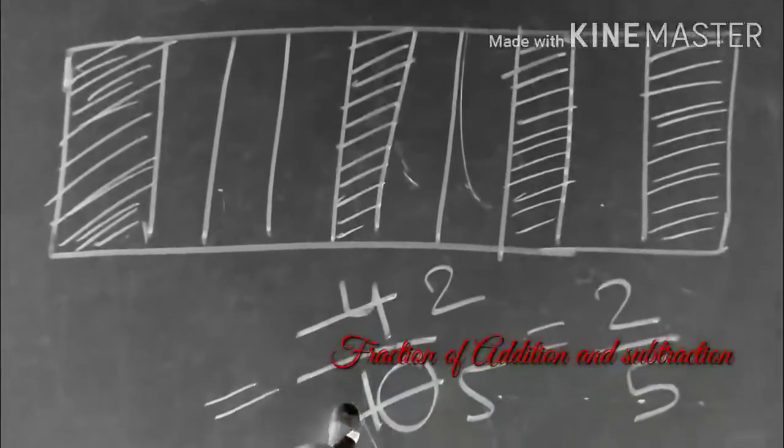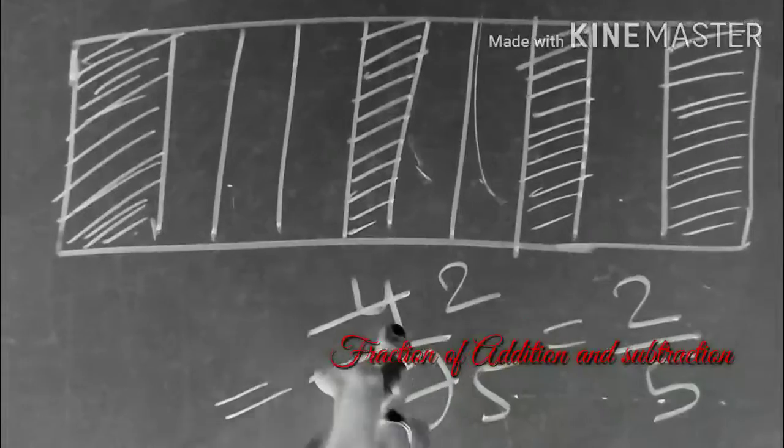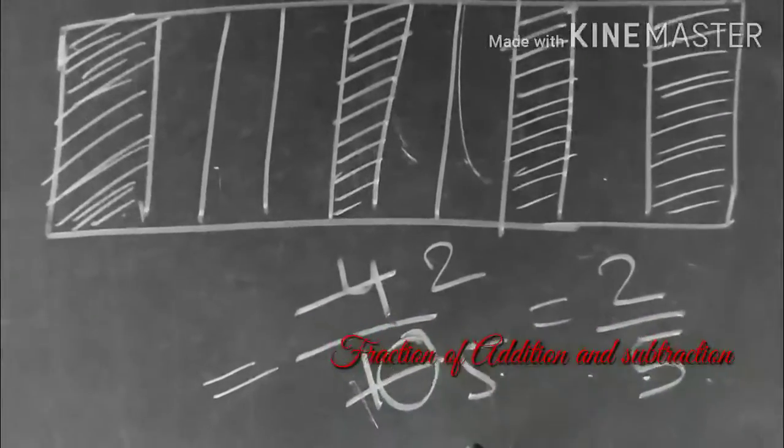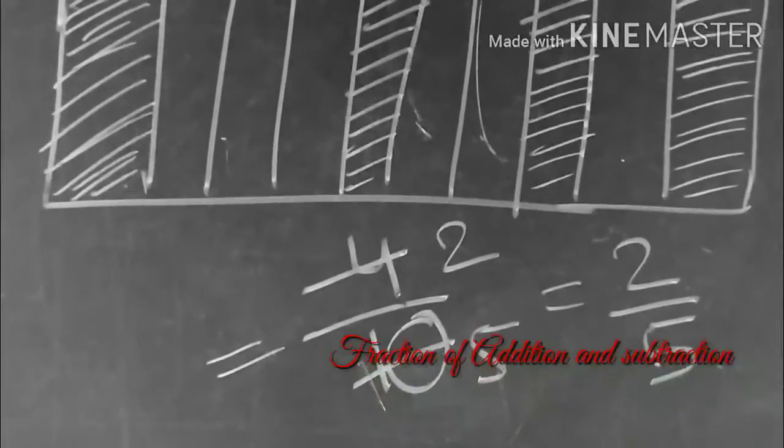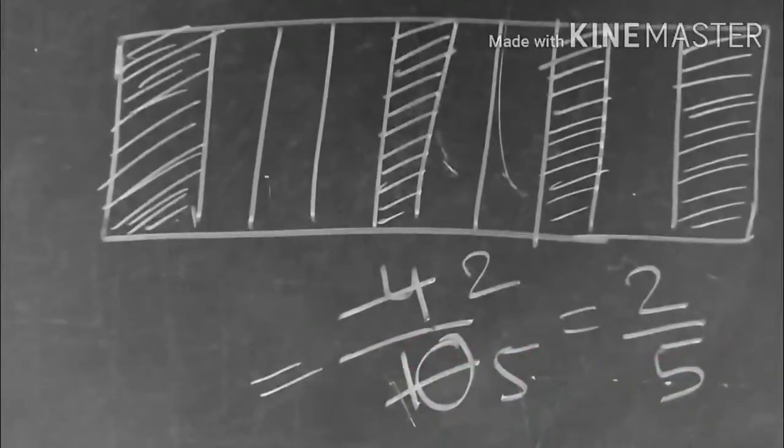With the common table of 2, 2 2s are 4 and 2 5s are 10. So we can also write 2 by 5. 2 by 5 is the actual answer of this fraction.